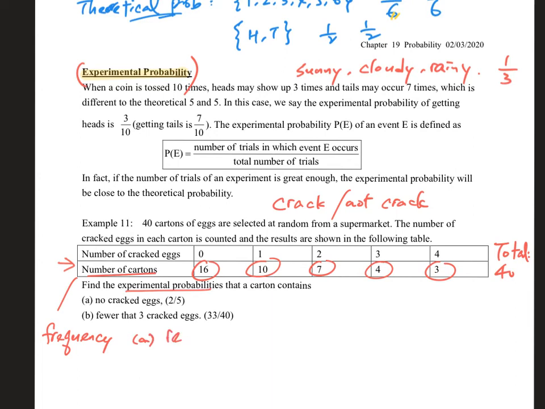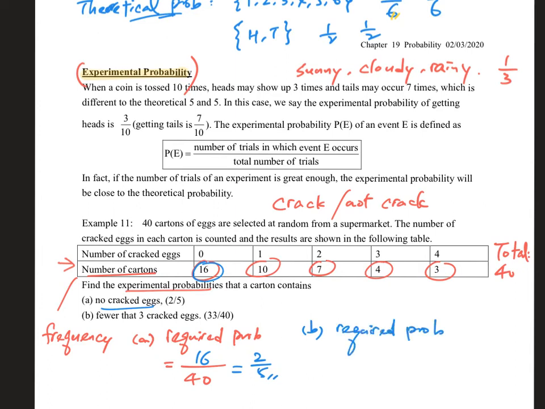As a result, in part A, the required probability has 40 at the bottom, in the denominator. In order to have no cracked eggs, there are 16 of them. Pretty easy, right? Yes, I think it's very easy for you.